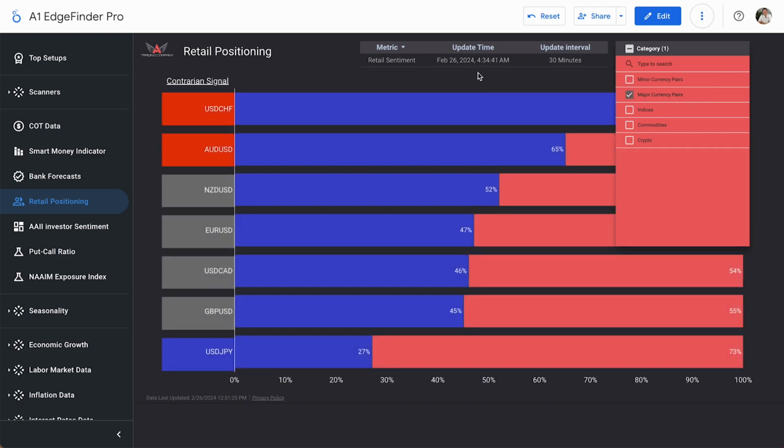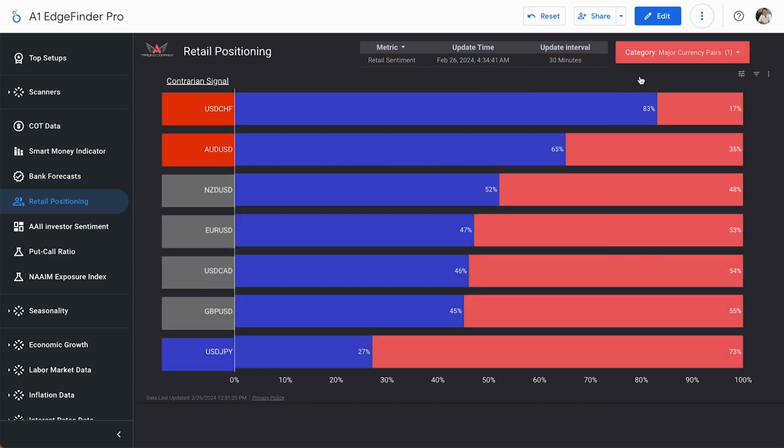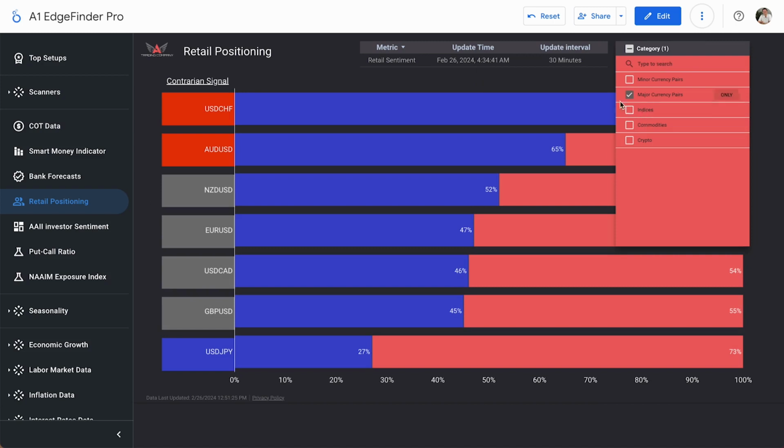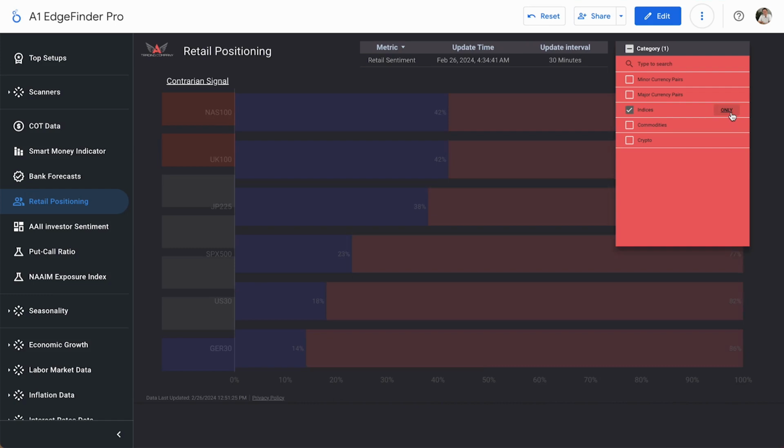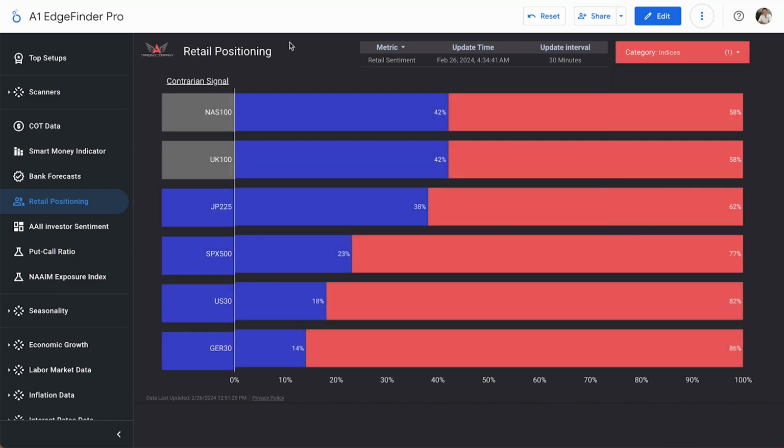And then when it came to the major currency pairs, 83% long is also pretty significant. So those are our two front runners for our smart money indicator. But let's jump on into the indices, and we have no bearish signals, but we do have 4 bullish signals, because right now the majority of day traders are shorting the S&P 500 and the US 30 along with the JP 225 and the German 30.